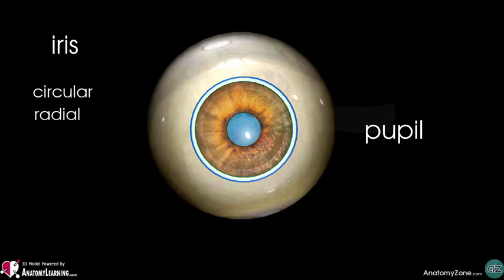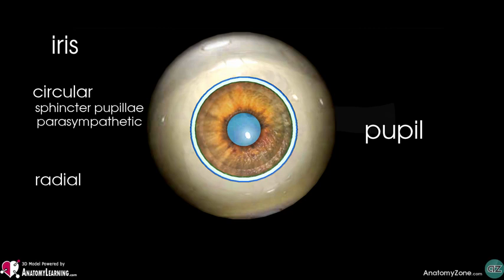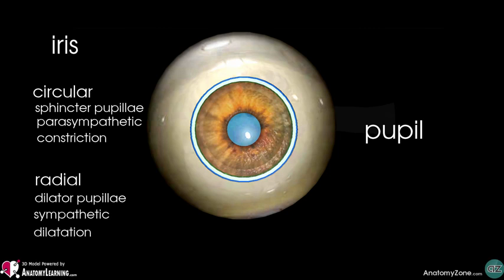The circular fibers make up the sphincter pupillae muscle, which is innervated by the parasympathetic nervous system. Activation of this system causes constriction of the pupil, which thereby limits the amount of light that can enter the eye. The radial fibers, on the other hand, make up the dilator pupillae muscle, which are innervated by the sympathetic nervous system and cause dilatation of the pupil, thereby increasing the amount of light that can enter the eye.